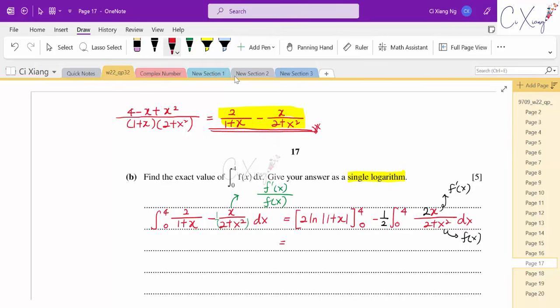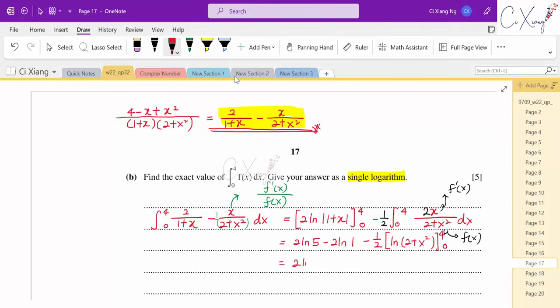Maybe I substitute all the values in first. Substitute 4 into the x, I'm having 2 ln 5. Substitute 0 into the x, I'm having minus 2 ln 1. The negative half I just copy. Since I'm having the f prime x over f x pattern, I will have ln(2 plus x squared), and I want to substitute the limit 4 and 0.